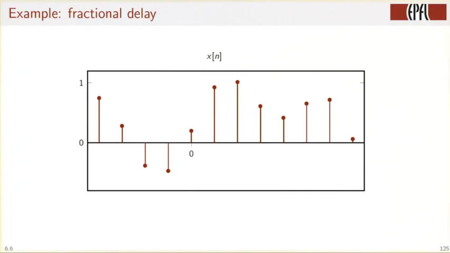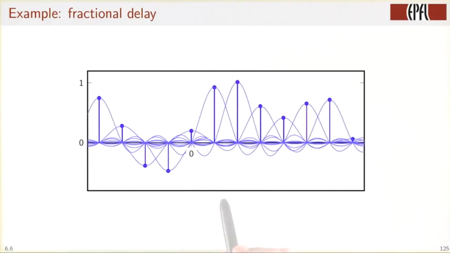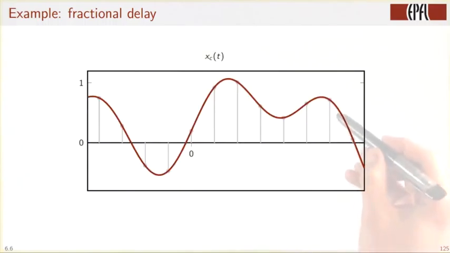Let's look at this concretely. We have x[n], a sequence indicated in red. We interpolate it with the usual sinc interpolation formula. So we have different sinc functions given in blue. The result is the red curve, that's x_c(t).